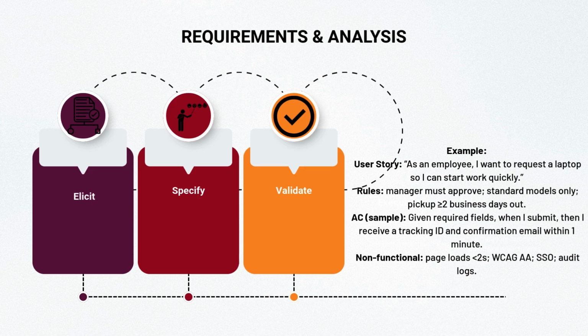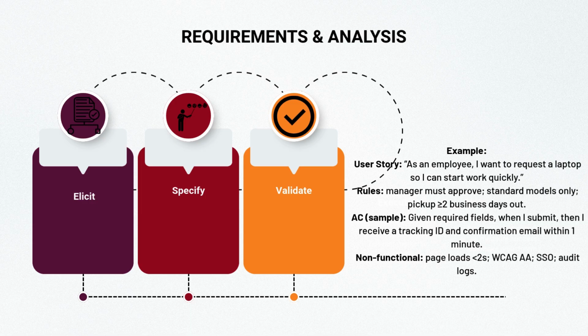We're writing short user stories like, as an employee, I want to request a laptop so that I can start work quickly. So we're going to be adding clear checks like, if the employee fills out all the boxes and clicks submit, then IT should get a request number and an email. The employee should also get a request number and an email showing that they submitted that request. So these simple rules help everyone build the right thing. So cool. We know what it should do.